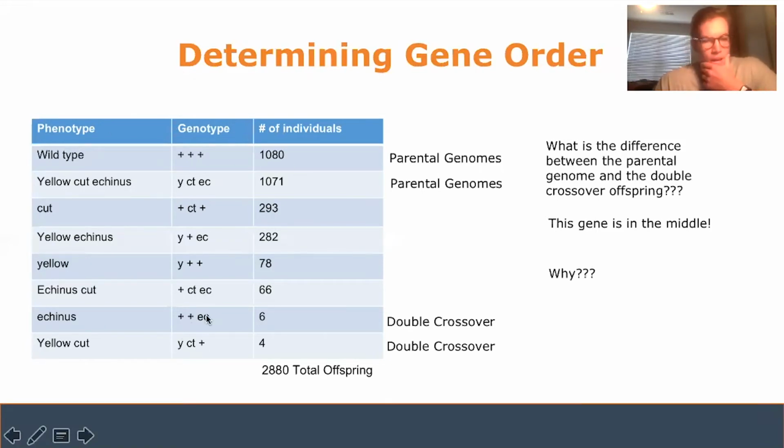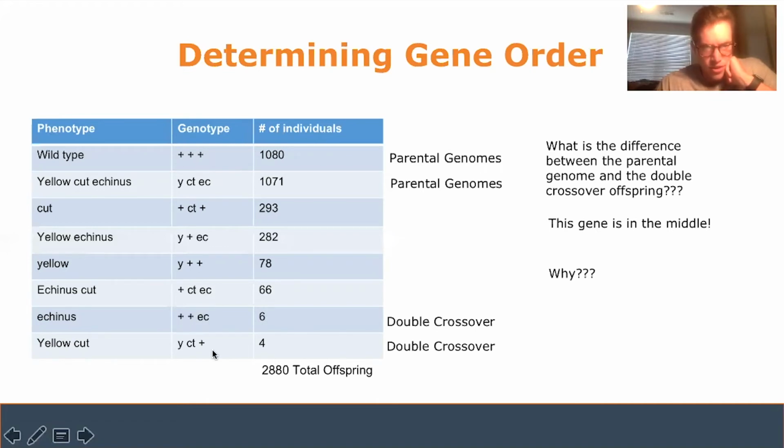And then you can compare that to down here, the double crossover product, and by seeing what changed, you know what's in the middle. And I'll have a slide in a minute that'll hopefully clarify why that is. But so let's go ahead and compare. So we have wild type, wild type, wild type, wild type, wild type, echinus eyes.